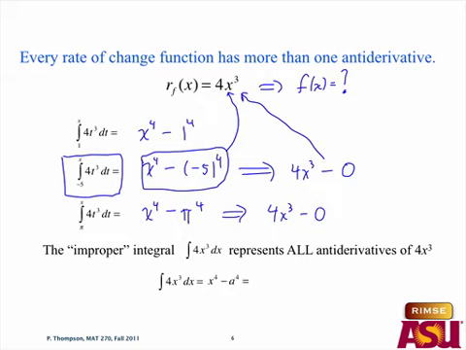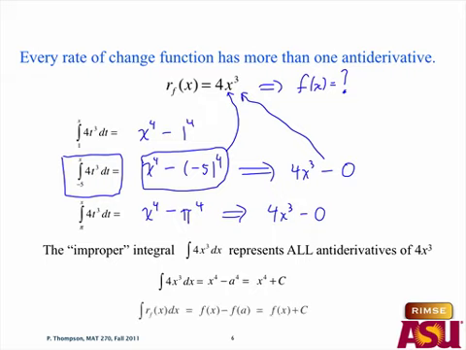So, if we're starting at a, then the closed form would be x to the 4th minus a to the 4th. Okay, and so it's subtracting out the accumulation up to a, which will always be some constant value. So we can just say that's plus c. So that's where that thing comes from.